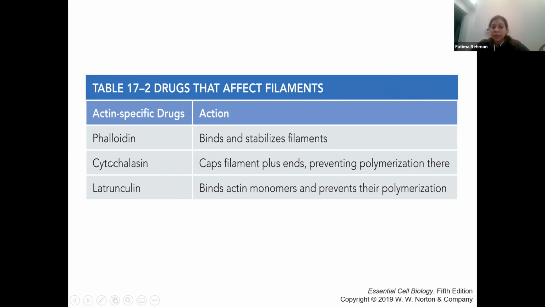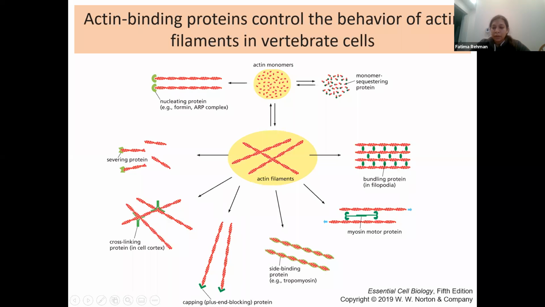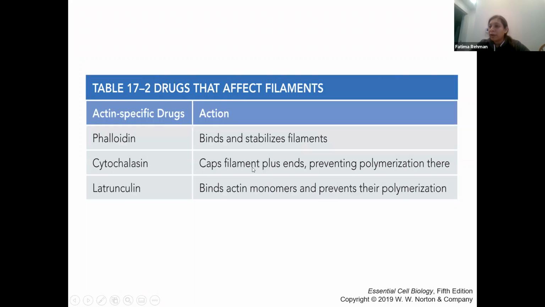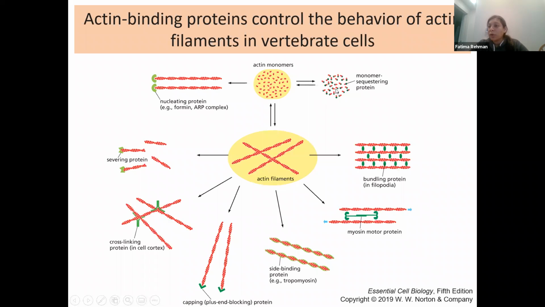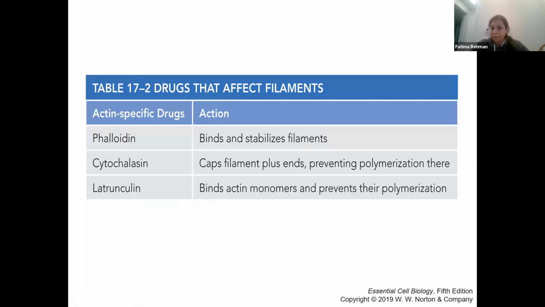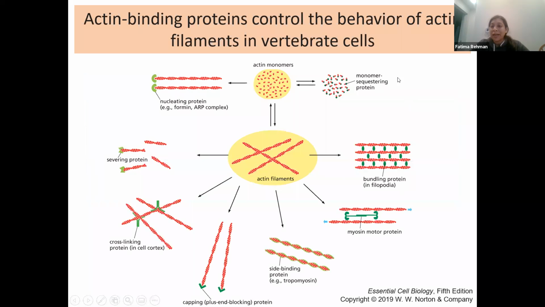Okay? Cytochalasin is a capping protein. Essentially, it will cap the filament's plus end and prevent polymerization so they can no longer elongate. And latrunculin binds the individual monomers, so it's a sequestering protein, so it won't let the filaments ever form. Okay. So if you're told what it does, you should be able, on the test or a quiz, to categorize it as a sequestering protein or a cross-linking protein or a severing protein, and so on, okay?